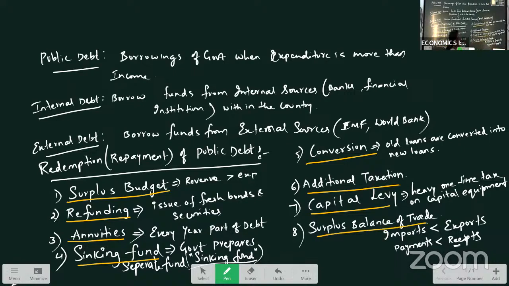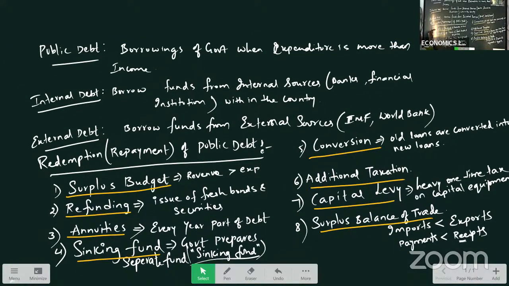Surplus balance of trade. Surplus balance of trade means, when a country is importing goods and exporting goods, international trade. When they import, they have to make the payment. When exports are done, they will receive the money. So when imports are less and exports are more, our receipts are high and payments are low. So that excess income from balance of trade is used to repay the debt. So these are all the various methods for repayment of debt.